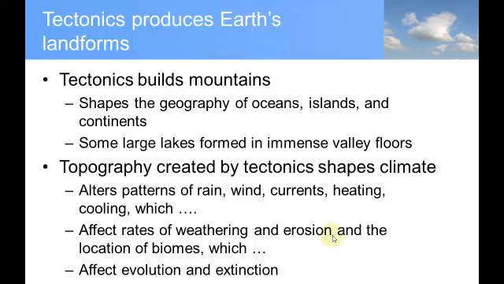It can also affect evolution and extinction. As the continents move around, they can become isolated from one another, and that can influence what species of animals evolve based on those that they have to compete with while they're on the continent.